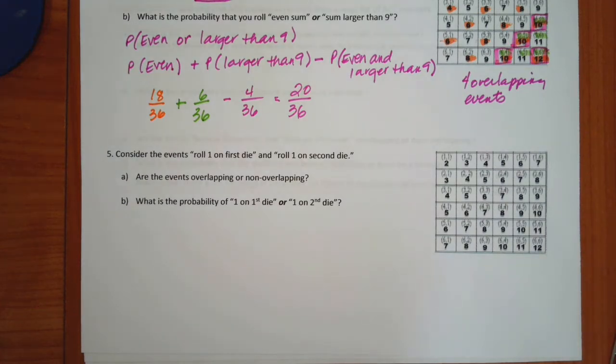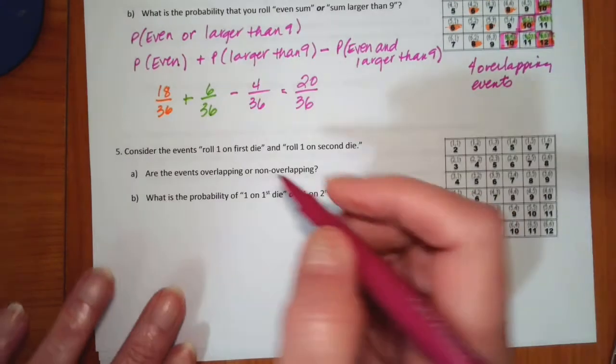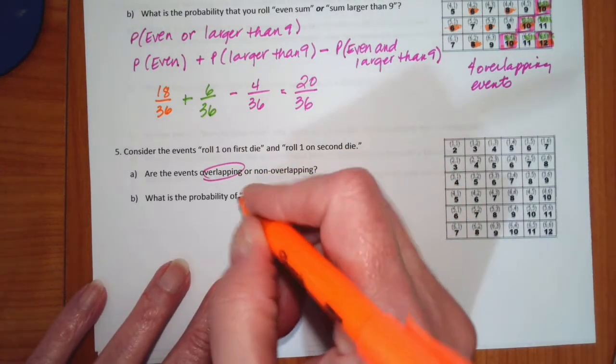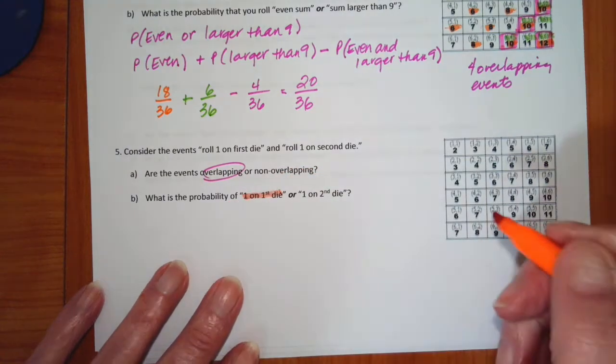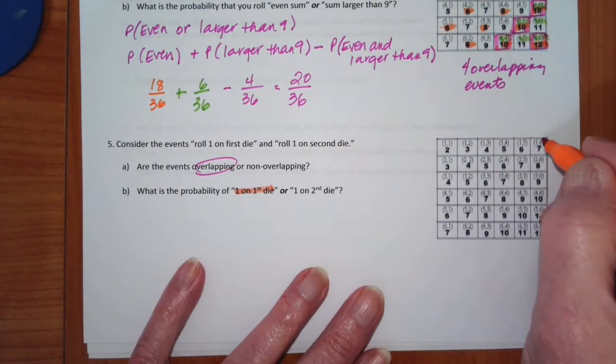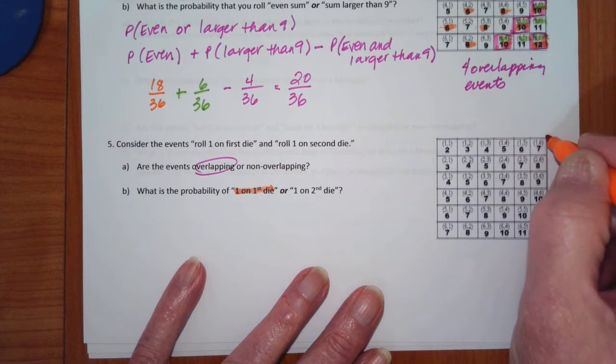Consider the events. Roll 1 on the first die and 1 on the second die. Are these overlapping or non-overlapping? These are overlapping. All right, so let's see. Let's look at a 1 on the first die. And again, if you don't see it, that's fine. 1 on the first die is all of these.